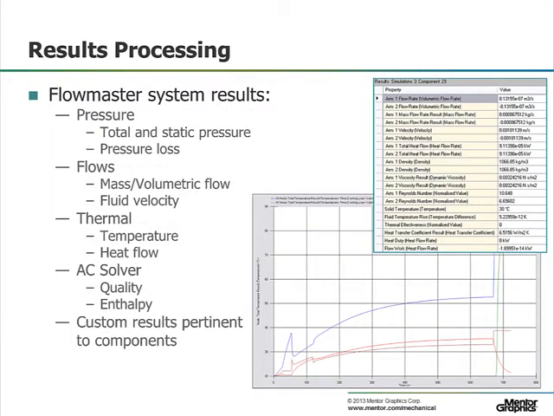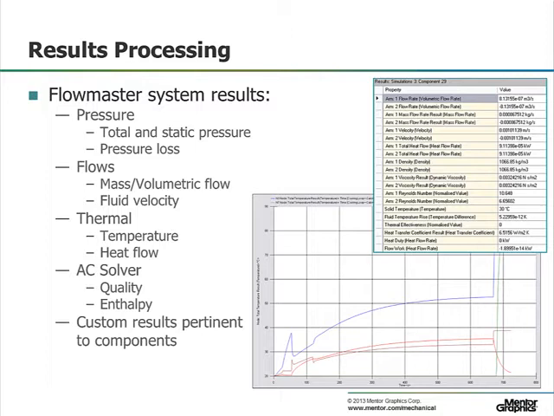So what does all this analysis return? Every time you run an analysis, Flowmaster will provide results for pressures and flows throughout the system. In a heat transfer simulation, temperature and heat flow will be included in the reported results. When running a two-phase refrigerant simulation, results for quality and enthalpy will also be reported. And depending on the type of analysis and components used, you'll also get some component-specific results.